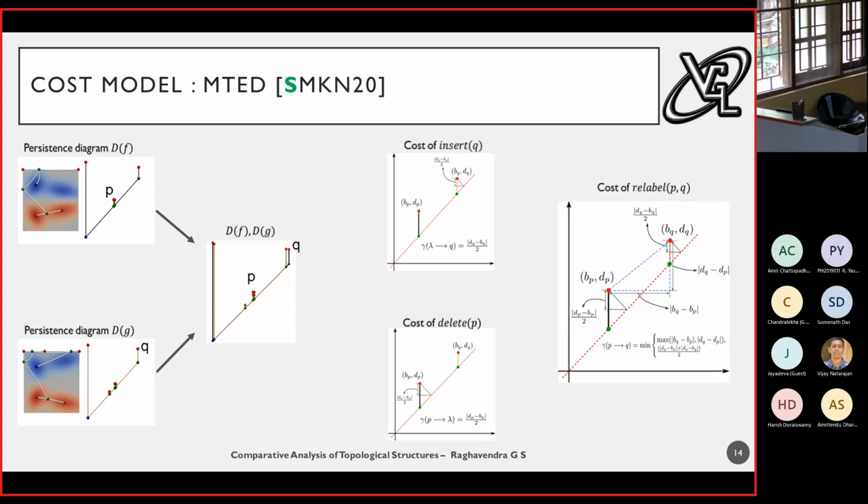The relabel cost is slightly more complicated. If we have two features, where one is relabeled to the other, we can define the cost as the minimum of these two quantities. One is the L infinity distance in the diagram between these two features. The other case is where we delete a particular feature and insert the other feature. In that case, we add up the insertion and deletion costs, which is given by the second equation. So the overall cost is calculated as the minimum of these two costs.